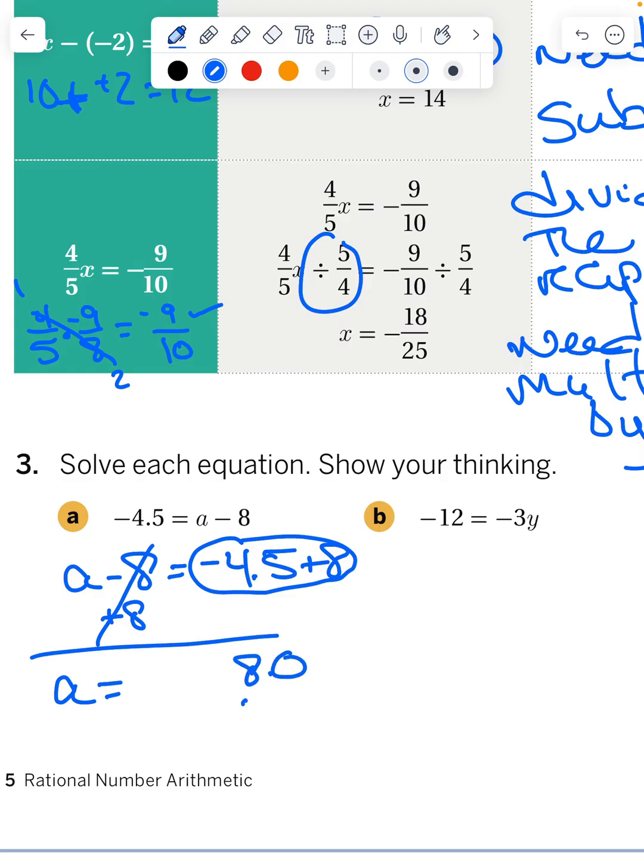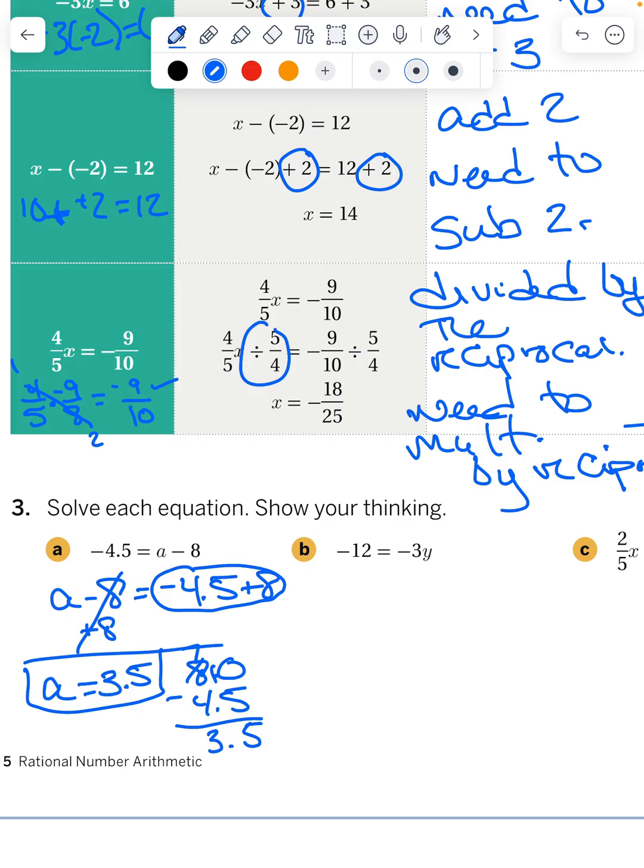I've got different signs. Find the difference. There's more positives. Remember, your larger number is going on top. So I've got a positive 3.5. And again, you can always substitute back in 3.5 for A to see if it checks out.